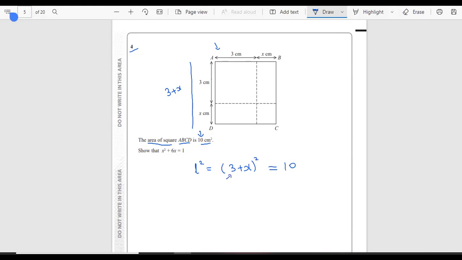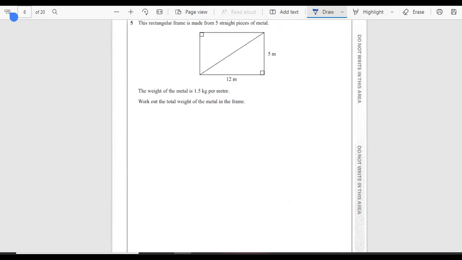I will use the (a plus b) whole square formula, right? So what would that be? Is it x squared plus 6x plus 9? And you need to show this exact. I'll take 9 to the other side. Is that it? Very good. So we are finally at the same point, right? Okay, let's talk about this one.